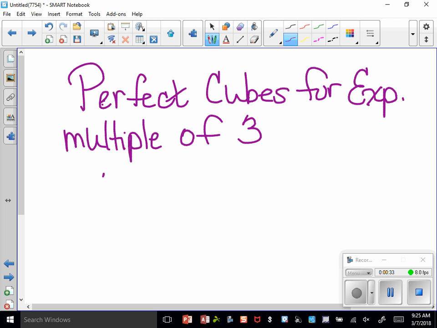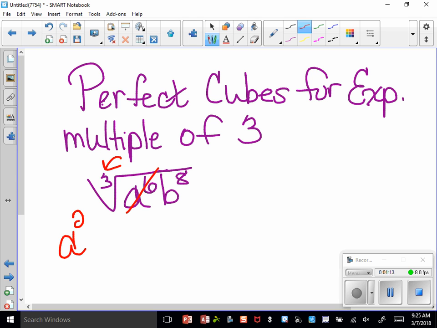Okay, so a multiple of 3 would be 3, 6, 9, and so on. So if I ask you what is the cube root of a to the 6th power and b to the 8th power, you would have to break these exponents down into perfect cubes. Remember when we broke down for perfect squares, it had to be an even number. For perfect cubes, you want it to be a multiple of 3. Now, obviously, 6 is a multiple of 3 already. So when you take it out of the cube root, you divide it by the index. The index here is what? 3. So what is 6 divided by 3? 2. So that goes on the outside.